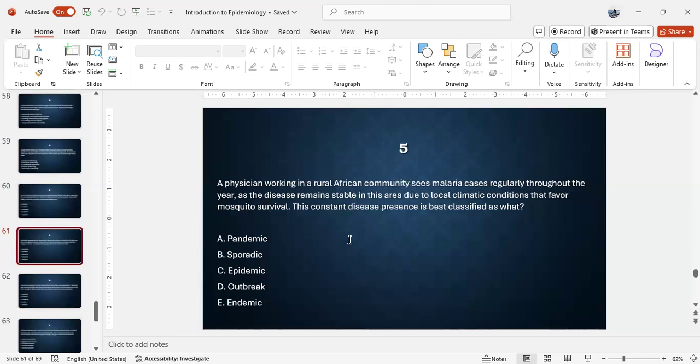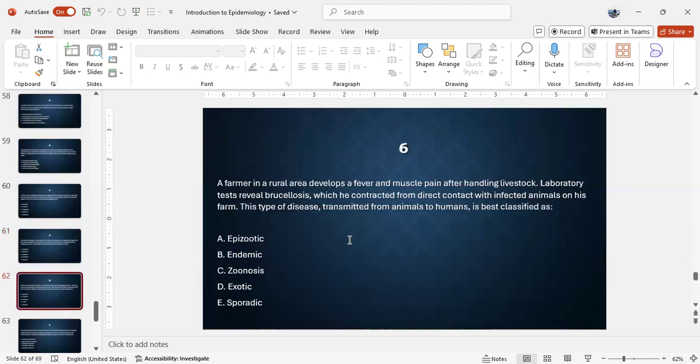A physician working in a rural African community sees malaria cases regularly throughout the year, as the disease remains stable in this area due to local climatic conditions that favor mosquito survival. This constant disease presence is best classified as what? A. Pandemic. B. Sporadic. C. Epidemic. D. Outbreak. Or E. Endemic. E. Endemic. Yes, the correct answer is eta.